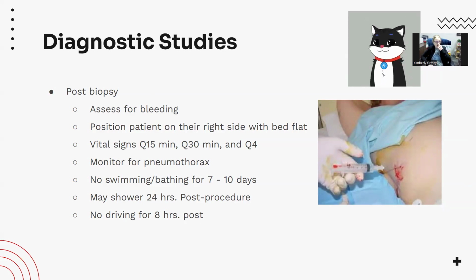When you get them back to the floor, you need to assess for bleeding. Make sure that they're on the right side with the bed flat, because if they're on their right side and their head's up a little bit, that's going to run the risk of having them bleed there. They'll have vital signs every 15 minutes, then every 30 minutes, and then every 4 hours. Several of those are going to be while they're in PACU. You also want to monitor for pneumothorax. Anytime you take a needle going through there, you want to make sure not to puncture the lung.